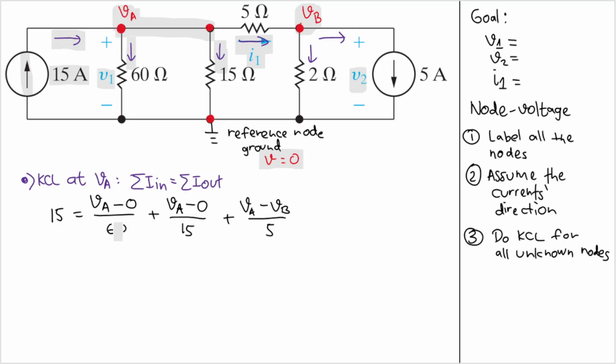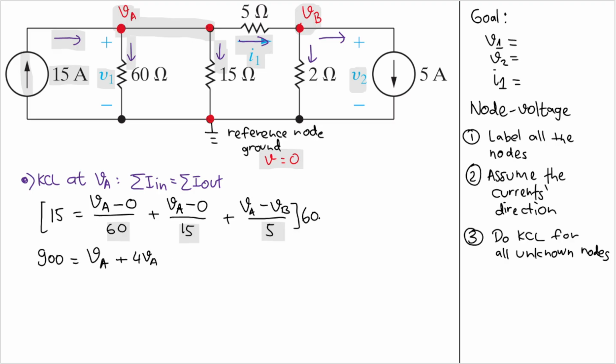Now we need to get rid of all these denominators here. So I multiply by 60, which is the least common multiple of all of these numbers, in this case 60. And 15 multiplied by 60 is 900. And then 60 and 60 will cancel each other. So I will have VA minus 0, which is VA. And 15 and 60 will cancel into 4. But 4 multiplied by VA minus 0 will be 4 VA.